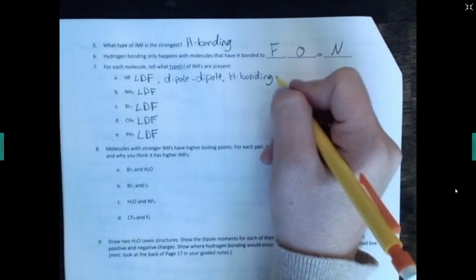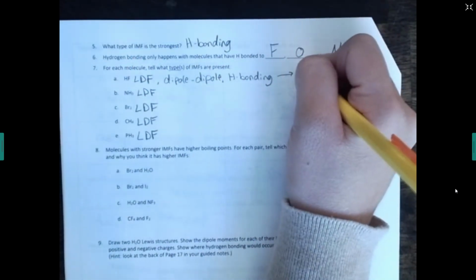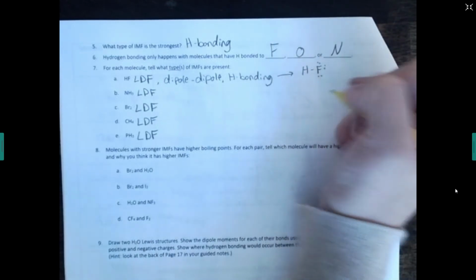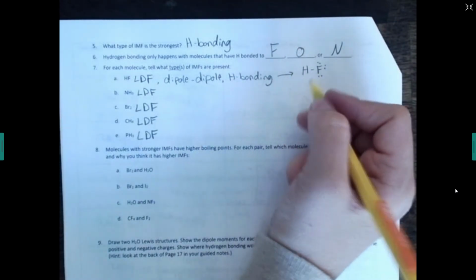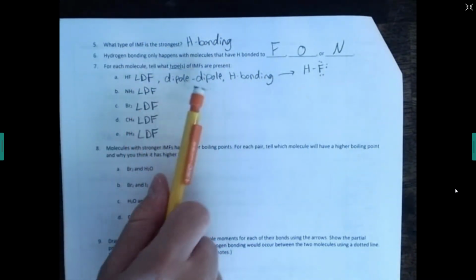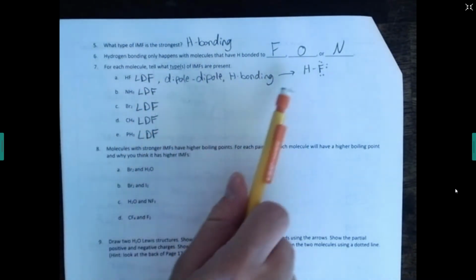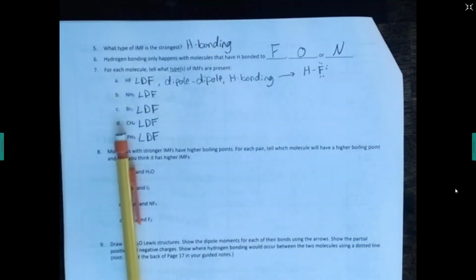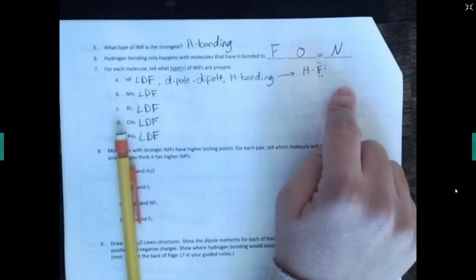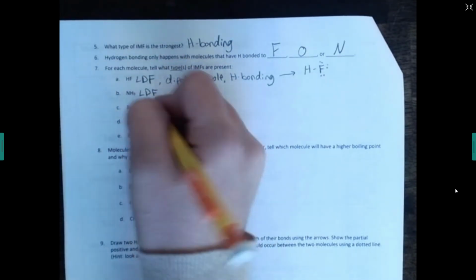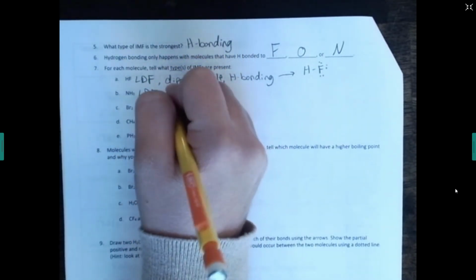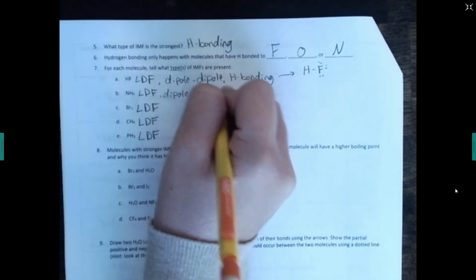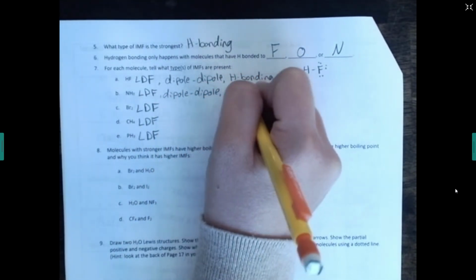Well, if I draw its Lewis dot structure, HF, it's just an H with an F, looks like that. Okay, this is clearly not symmetrical, so it's definitely polar, which makes it experience dipole-dipole. It also has hydrogen bonded to fluorine. Whenever you have hydrogen bonded to fluorine, it can do hydrogen bonding with other HF molecules, okay? This guy can also do dipole-dipole and hydrogen bonding.